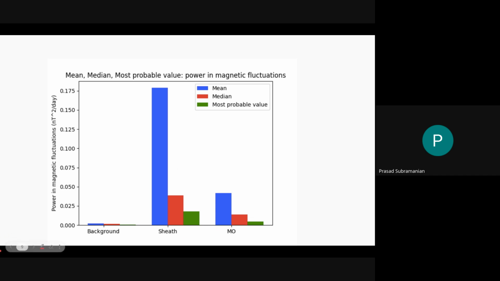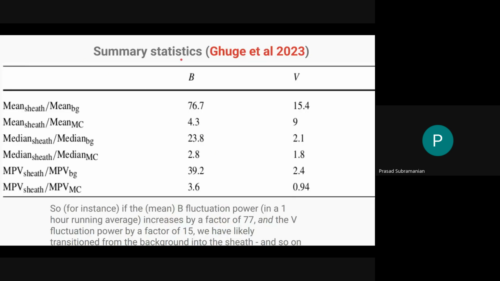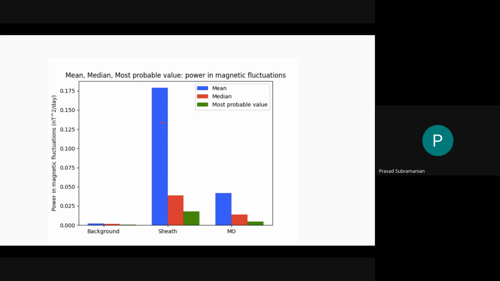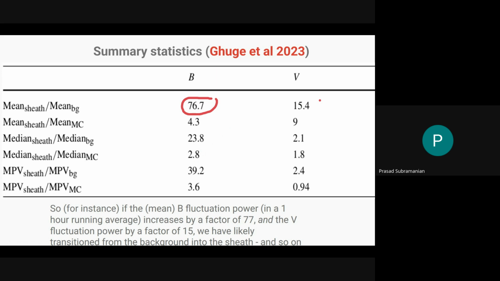Okay, so using quantities like this is a summary statistics table. I will spend a little bit of time on this. The ratio of the mean in the sheet to the mean in the background for the magnetic field is about 76, which is to say the ratio of the blue bar in the sheet to that in the background is about 76. The same thing for the velocity is about 15.4, so on and so forth. If you were to try to figure out a quantity that very obviously distinguishes between the sheet and the background without model fitting, simply with simple Fourier transforms, which can be done really fast, these are probably your best bet.